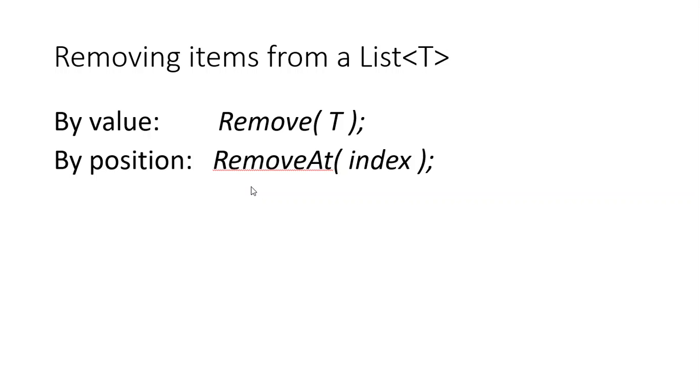The second thing in the list would now be the head of the list. So we can remove things by position. We can remove things by value, again, which is very convenient.